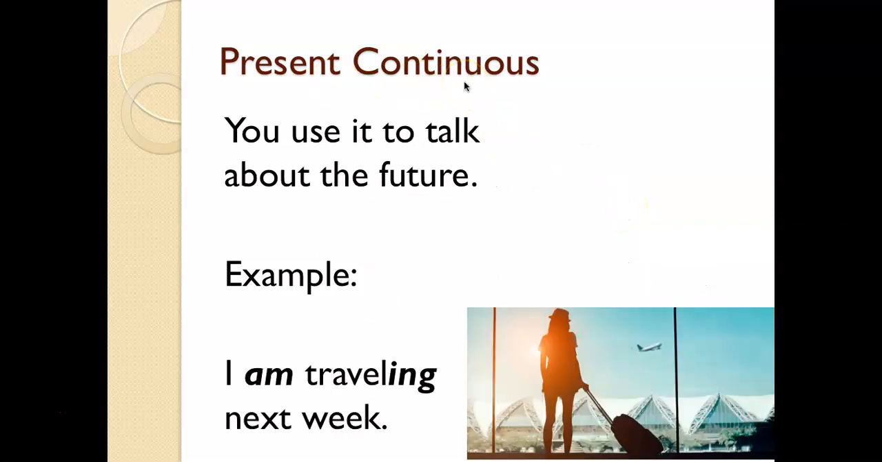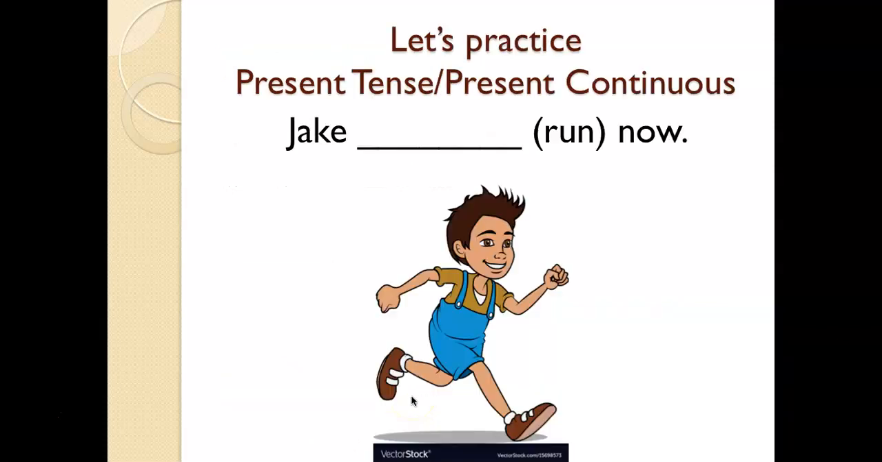Present continuous is also used to talk about the future. Yeah, kind of surprising because it says present, but you can actually use it to talk about the future. So the word next week is talking about the future, but you can say I'm traveling next week. So you can use the form of the present tense to talk about the future. Okay, remember the form, we have the be verb and then the verb ends in ing. Okay, so let's practice what you've learned.